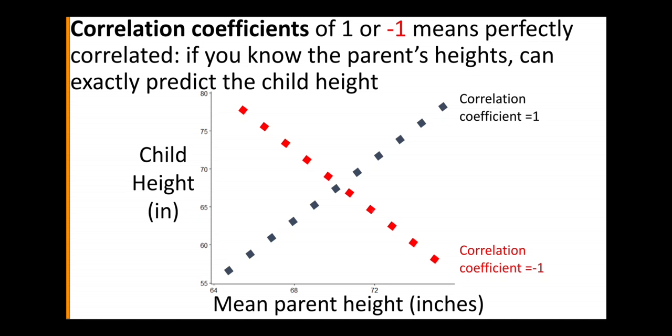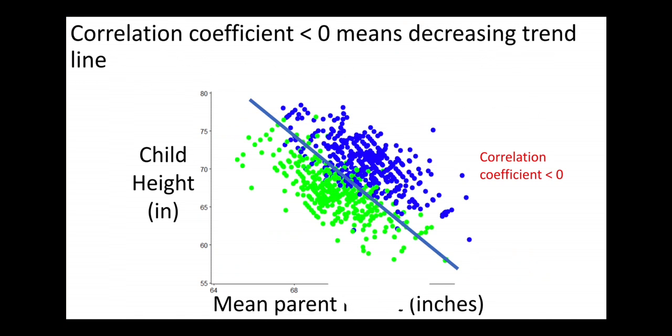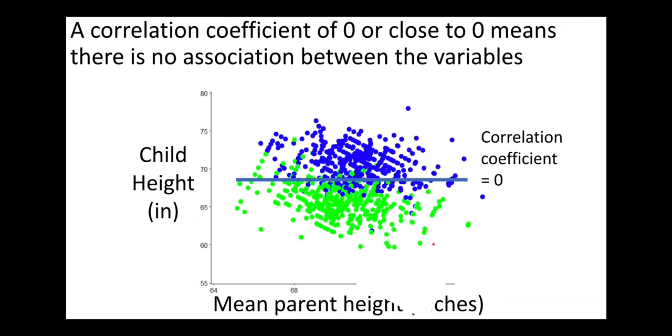Usually there is variation. You almost never see correlation coefficients that are even close to 1 using biological data. Usually there's a lot more variation there. More generally, a correlation coefficient of less than 0 means that there's an overall decreasing trend, and a correlation coefficient of 0 or near 0 means that there is no consistent trend. There's no consistent correlation between the data, and the line drawn through the data would be flat.